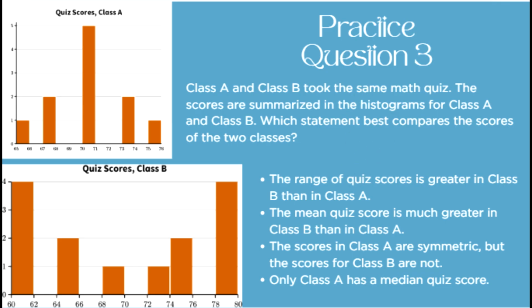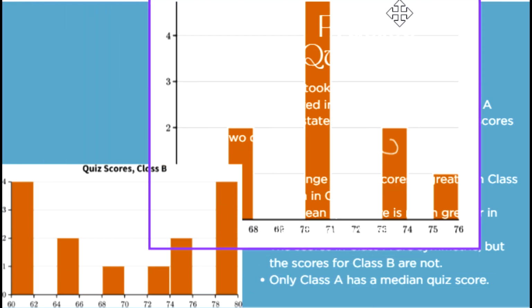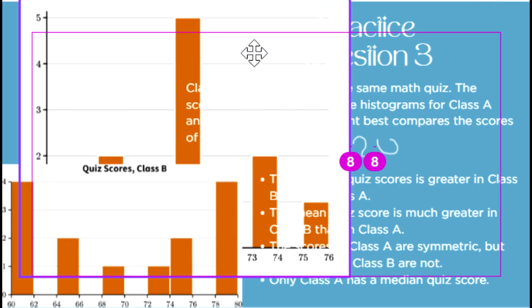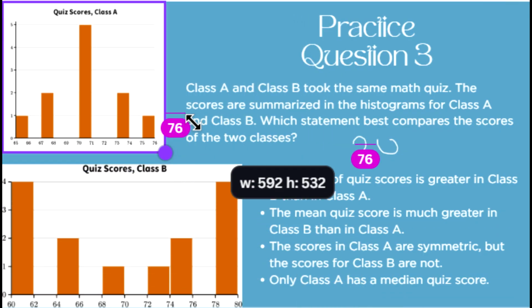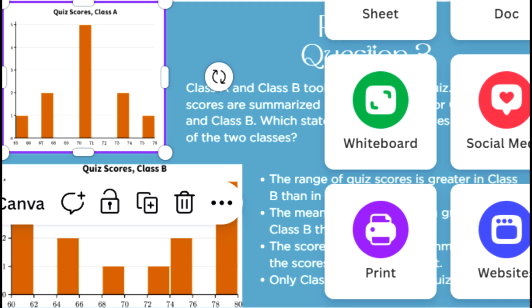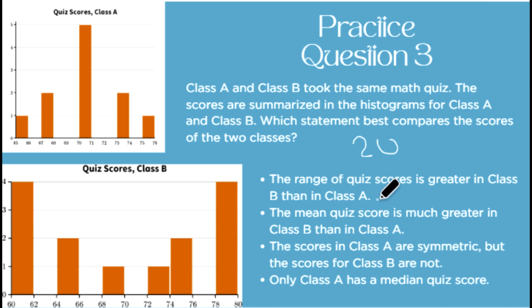So pause it, figure it out, come back. All right, the range of quiz scores is greater in Class B than in Class A. So let's look at the ranges. We have 60 to 80, so the range for Class B is 20. The range for Class A, I need to blow it up because I have old lady eyes, is from 65 to 76. We already know Class A is not bigger. So it says the range of quiz scores is greater in Class B than Class A. That is a true statement. So this is probably it.